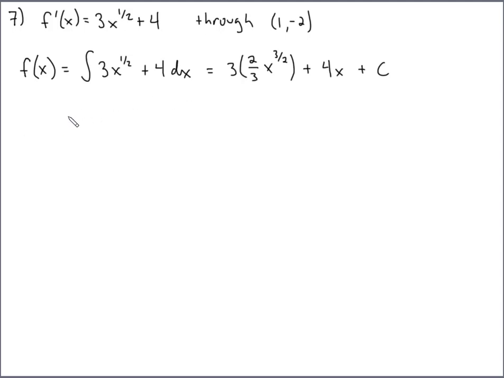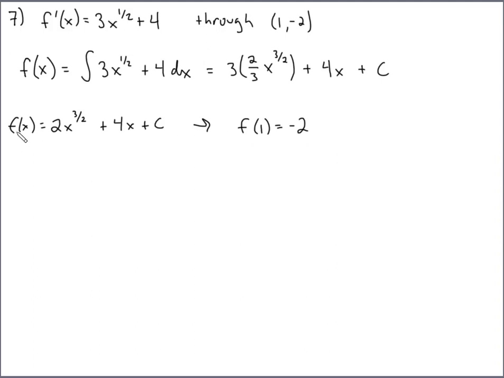But let's simplify this first. The 3's are going to cancel. You're going to get 2x to the 3/2 power plus 4x plus c. Next step is to find c. So this is our function f of x. And we know that basically this is saying that f of 1 is equal to -2. So we're going to use that fact to find c.